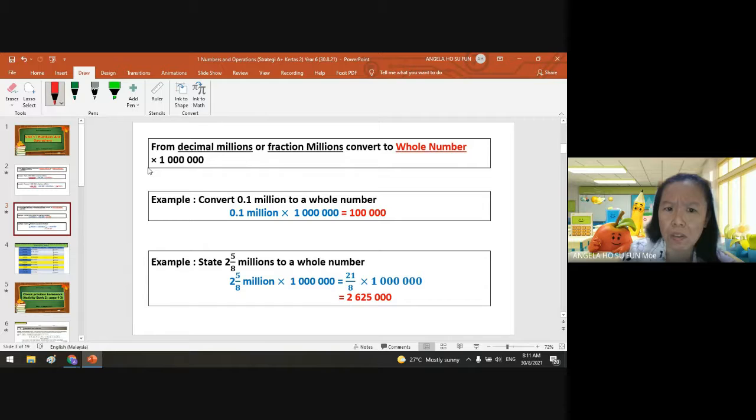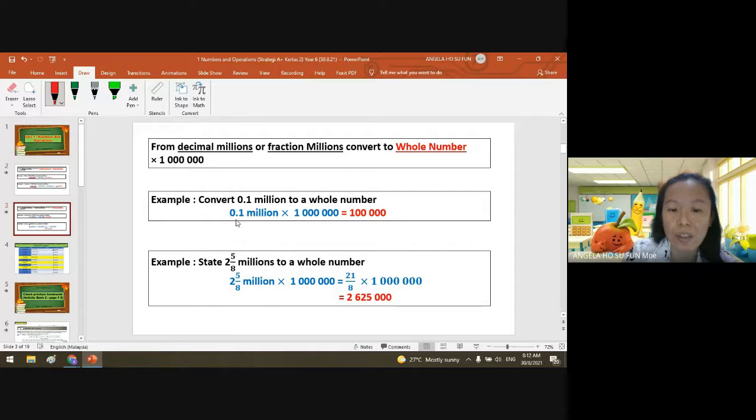Then you start from this. How about if you have decimal millions or fraction millions and you want to convert back to a whole number? All you need to do is multiply by 1 million. For example, convert this. You can see this is a decimal million. You write down the decimal million times 1 million. When you multiply, you shift the decimal point 6 times to the back. Why 6 times? Because there are 6 zeros here: 1, 2, 3, 4, 5, 6.